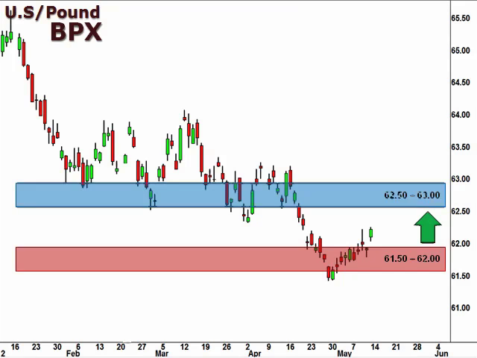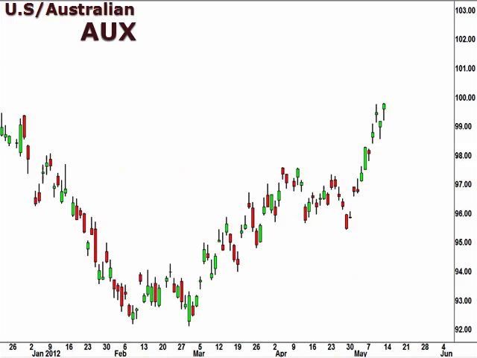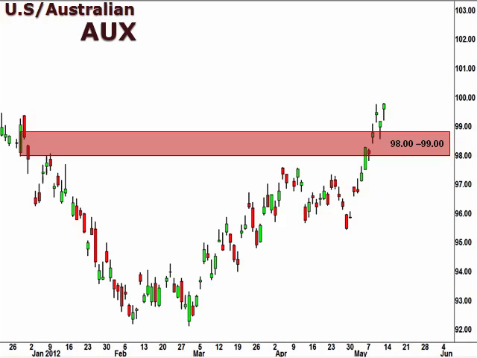Let's take a look at the US dollar versus the Australian dollar as seen here in the ISE FX Options pair value AUX. Well, the AUX closed last Friday within the 99-100 resistance level, and the trend appears to be strong to the upside. However, we are open to a retracement back into the 98-99 zone after such a significant move last week. Let's take a look at a few of our key points.